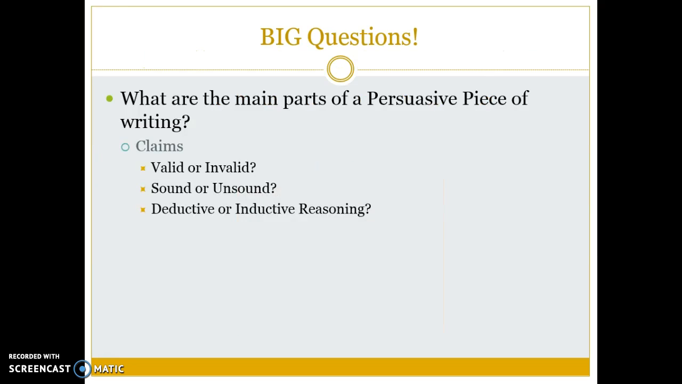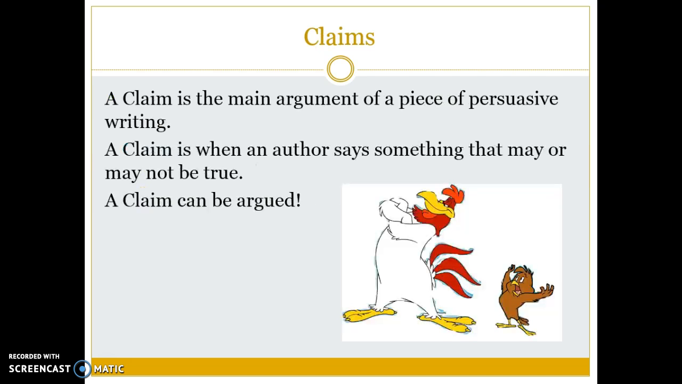The big question that we'll be looking at today is, what are the main parts of a persuasive piece of writing? Today's focus, we will be looking at author's arguments, otherwise known as claims. We will be looking at whether claims are valid or invalid, sound or unsound, and we will also take a quick look at deductive and inductive reasoning.